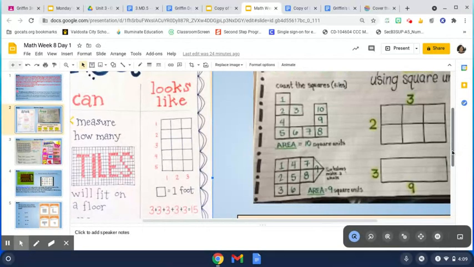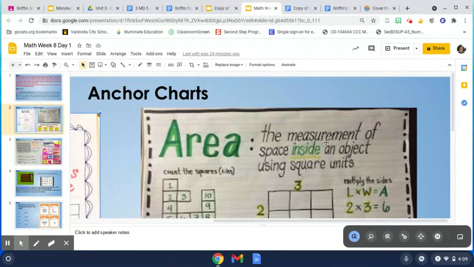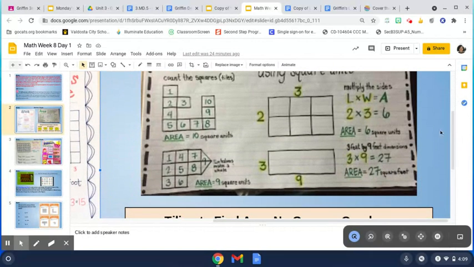Okay, looking at this anchor chart, area is the measurement of the space inside an object using square units. So we can count the squares or the tiles here, and we can see that this figure has an area of 10 square units. All you have to do is count the squares or the tiles. This one is an area of 9 square units. And remember last week we talked about half a square plus half a square is 1 whole square. So remember that. So this is 9 square units here.